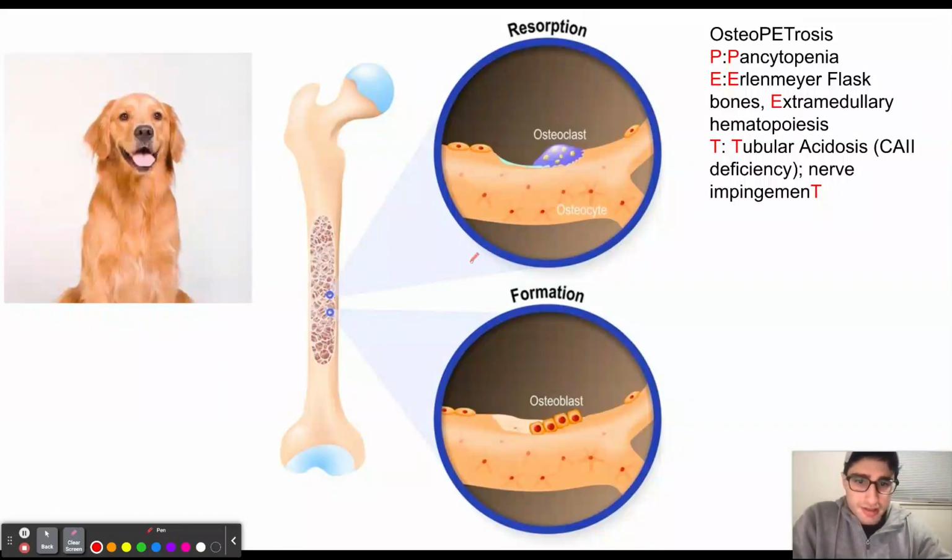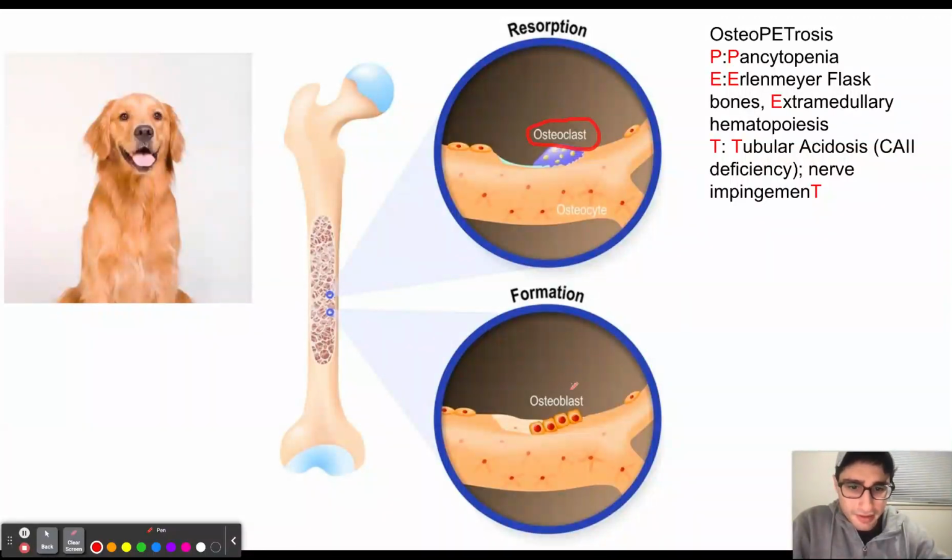Osteopetrosis is an interesting disease. With osteopetrosis, the problem is going to be due to a mutation in carbonic anhydrase 2 enzyme. So, when we have a mutation in carbonic anhydrase 2 enzyme, osteoclasts are not going to be able to generate the acidic environment that they need in order to resorb bone.